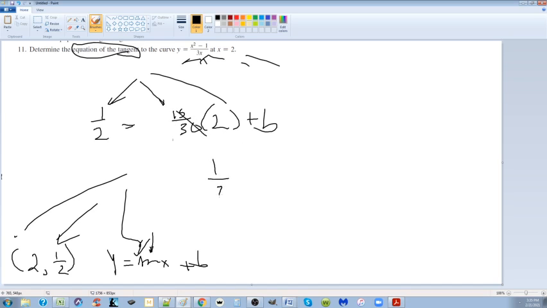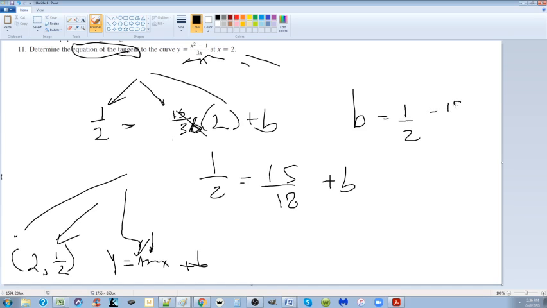So I get a half is equal to 1 plus b. Oh, that's 30 over 36, thank you. So that goes in the 36 twice. Good thing I caught that. So that's a half is equal to 15 over 18 plus b. So that means b is equal to 1/2 minus 15 over 18.